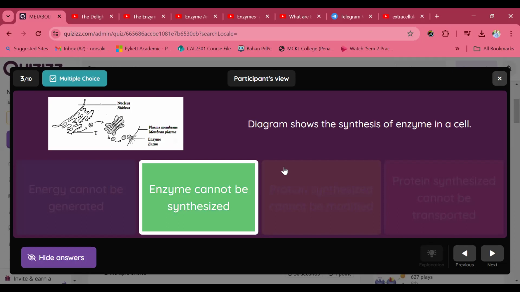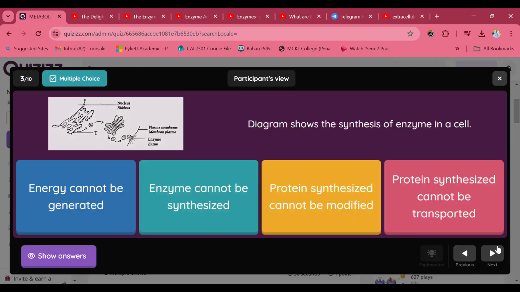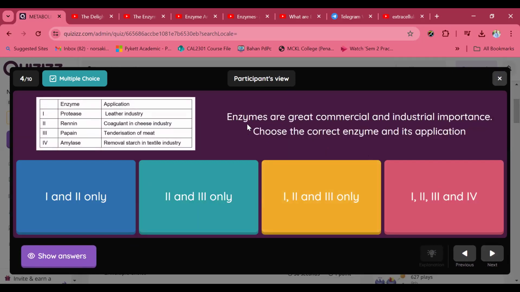Okay, so I think it is referring to the T. What will happen if the T structure is not available? The T structure is the ribosome. Sorry, I forgot the question. Where there's no ribosome, then you cannot synthesize the enzyme. Okay, that is the answer. Next one.